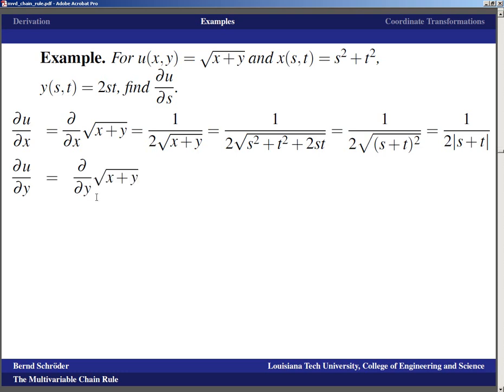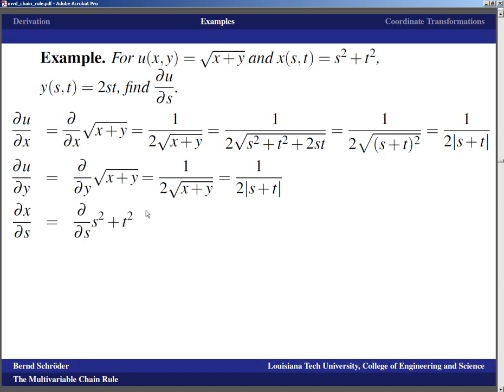Well, that's the partial with respect to y of square root x plus y. That goes the same way, right? The derivative of the square root function is 1 over 2 times the square root of what's inside. And then we multiply with the partial of x plus y with respect to y, which is 1, so that stays that way. So that's the same as that one. That doesn't always happen. It just abbreviates things for us here a little bit. But for the algebra, we get that this is also 1 over 2 times the absolute value of s plus t, just like we did up here.